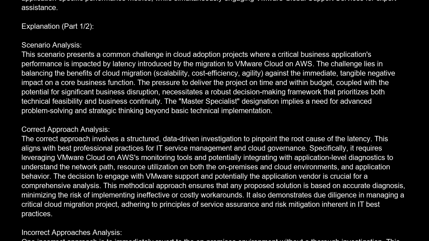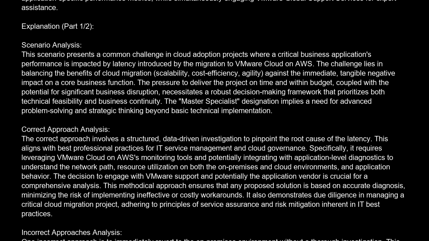Explanation. Scenario analysis. This scenario presents a common challenge in cloud adoption projects where a critical business application's performance is impacted by latency introduced by the migration to VMware Cloud on AWS. The challenge lies in balancing the benefits of cloud migration, scalability, cost efficiency, agility, against the immediate, tangible negative impact on a core business function.